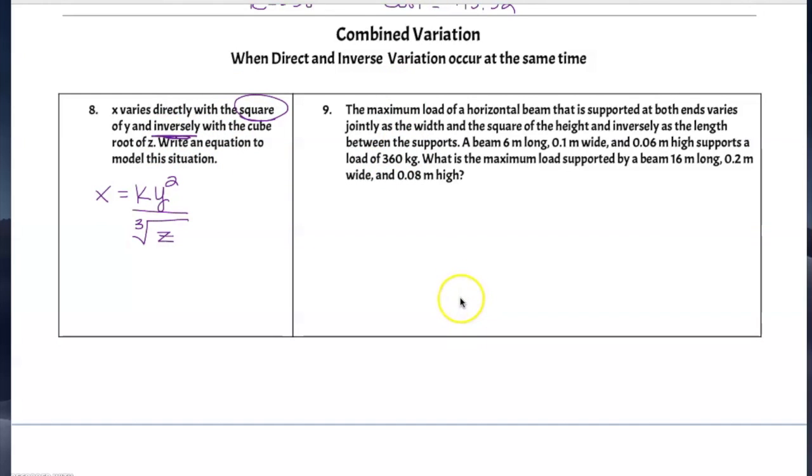Number 9: the maximum load of a horizontal beam that is supported at both ends varies jointly as the width and square of the height. So we're going to start there with our joint, which is that multiplication. So the load, we'll use a capital L for that. K is the constant of variation, times the width. And again, it's joint, so there has to be two things multiplied here, the square of the height. So H squared, and inversely as the length. If it's inversely, it's division, divided by L. And then we just have to start to plug in and solve. A beam 6 meters long, so that's going to be L, 0.1 meters wide, W, 0.06 meters high, H, supports a load, that's the capital L, of 360 kilograms.